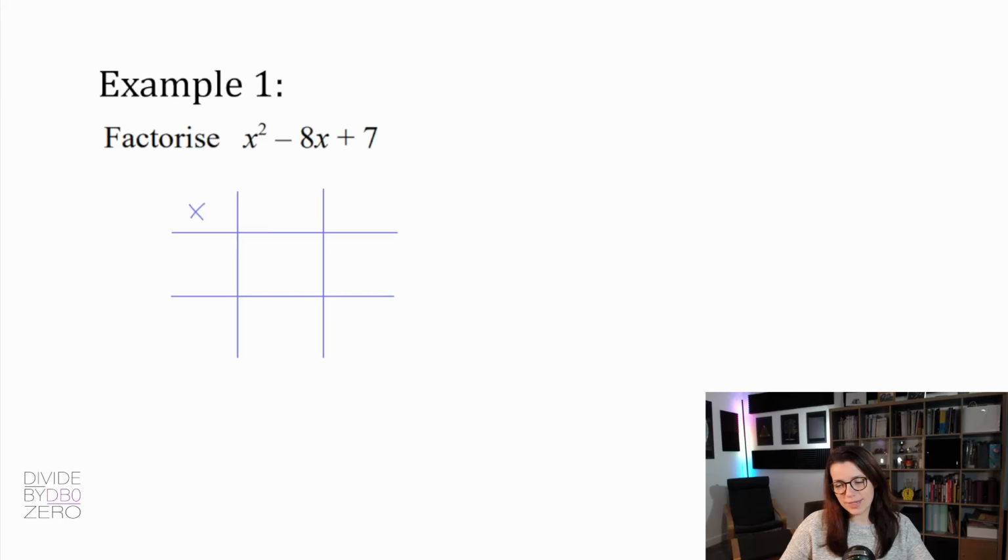Example 1, factorise x squared minus 8x plus 7. With the grid method, the trick is that the diagonals in the grid will always multiply to give you the same thing. So you start by filling in the top left of the grid and the bottom right, and those two things come from the question. You then multiply those two things together. In this case, that would give us positive 7x squared.